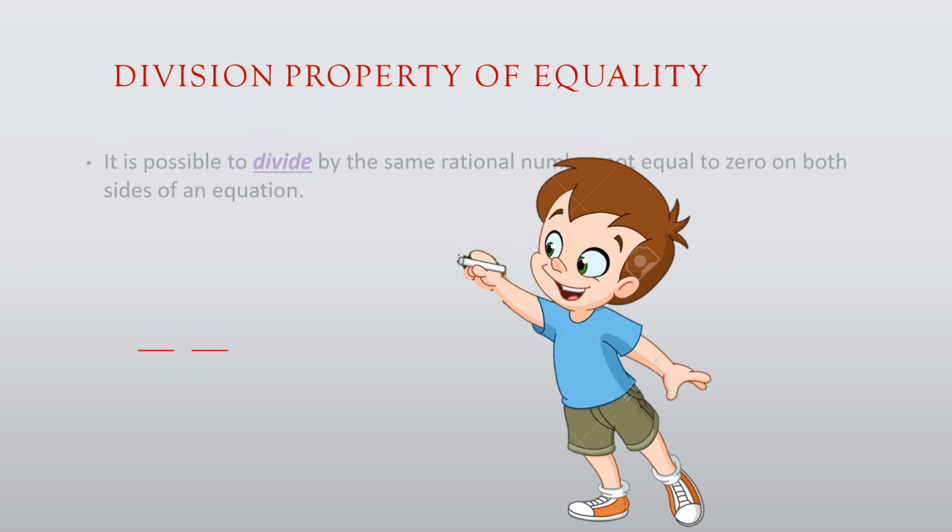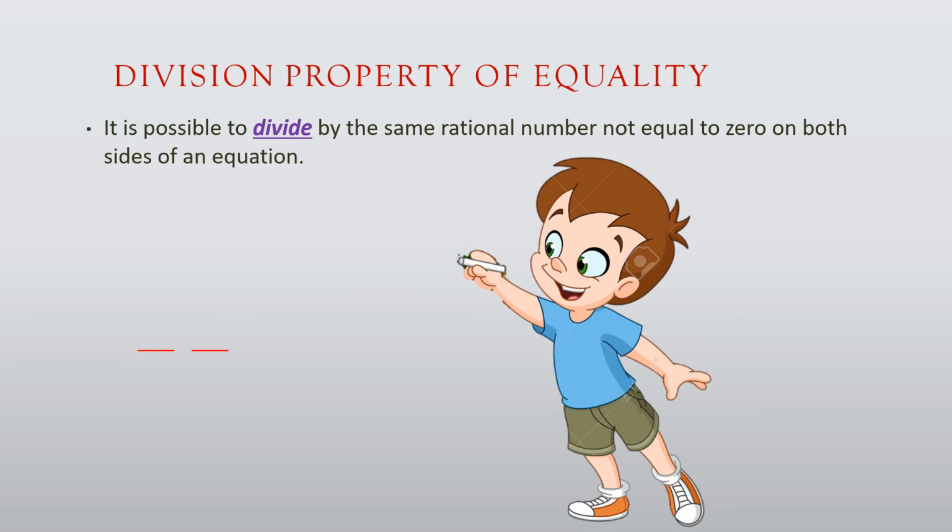Division property of equality. It is possible to divide by the same rational number not equal to 0 on both sides of an equation. For example, if we have here 7x equals 14, we are going to use the inverse operation and divide both sides by 7. By dividing, we are going to find that x equals 2.